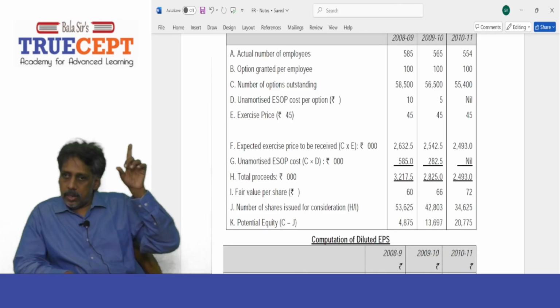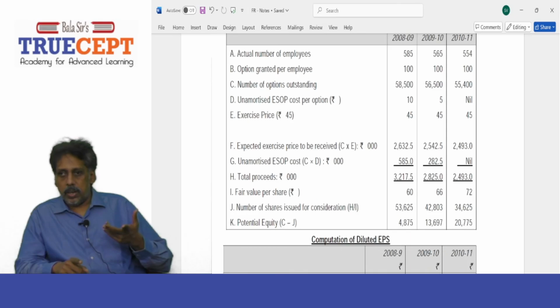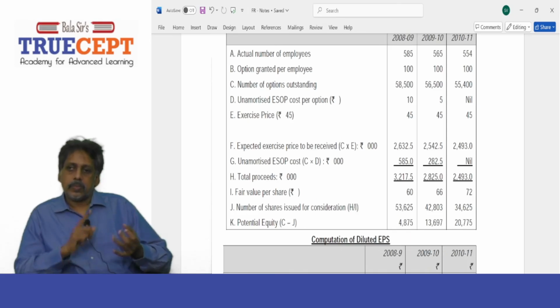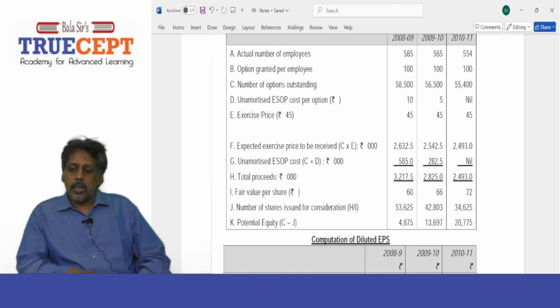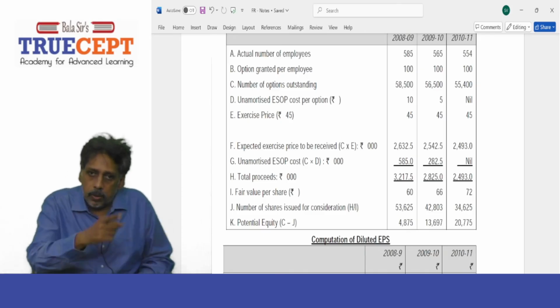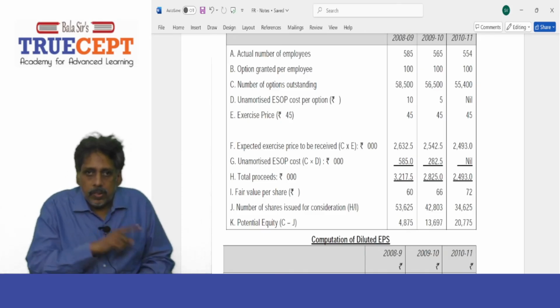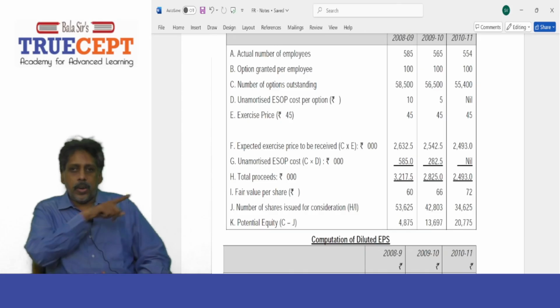And then for year 3, divide the proceeds by 72. We get 34,625. Very good. And then minus 55,400, we get 20,775 potentially. That is all. These are the potential ordinary shares that will cause dilution, which are issued for no consideration. You get it? Now there is a shortcut to find these numbers.